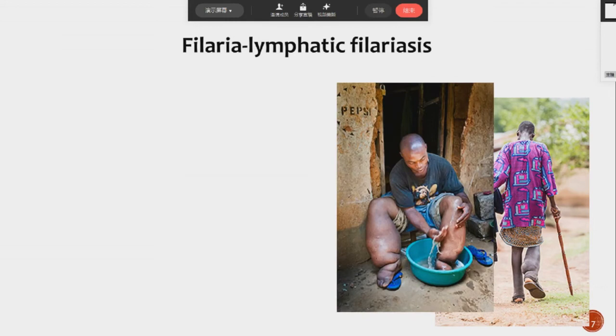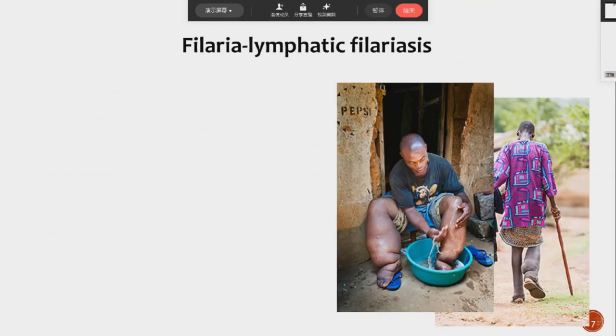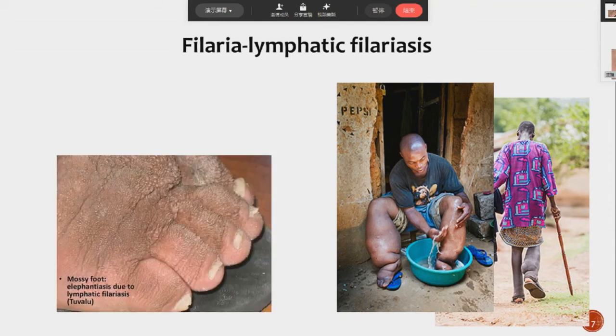Yes. And for this, this way, both of his legs are affected, yeah? That also belongs to elephantiasis. So elephantiasis means the skin, the leg, the limb will be enlarged, and the skin turns rough. That is for the elephantiasis.